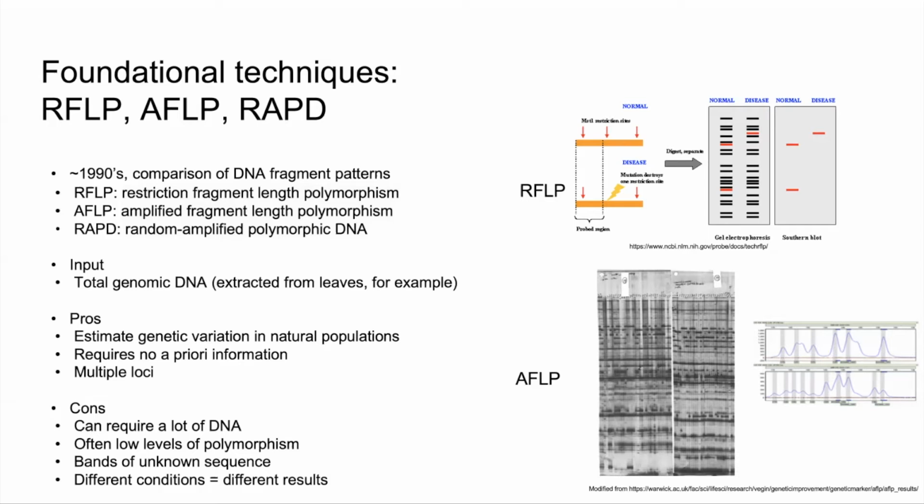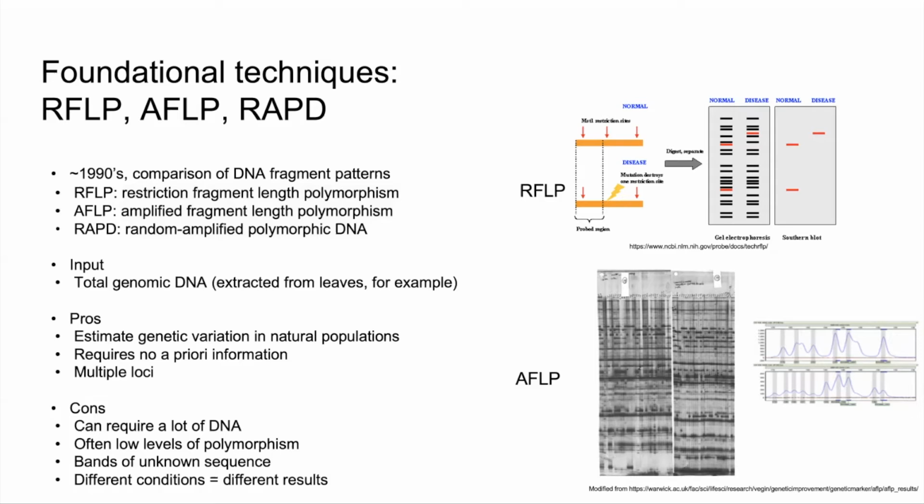So for RFLP, that means we're looking at restriction fragment length polymorphisms. AFLPs are amplified fragment length polymorphisms. So that's a method that uses PCR. And then RAPDs also use PCR, and that's a random amplified polymorphic DNA approach. So the input for this method would be total genomic DNA that's extracted from plants, from leaves, for example.